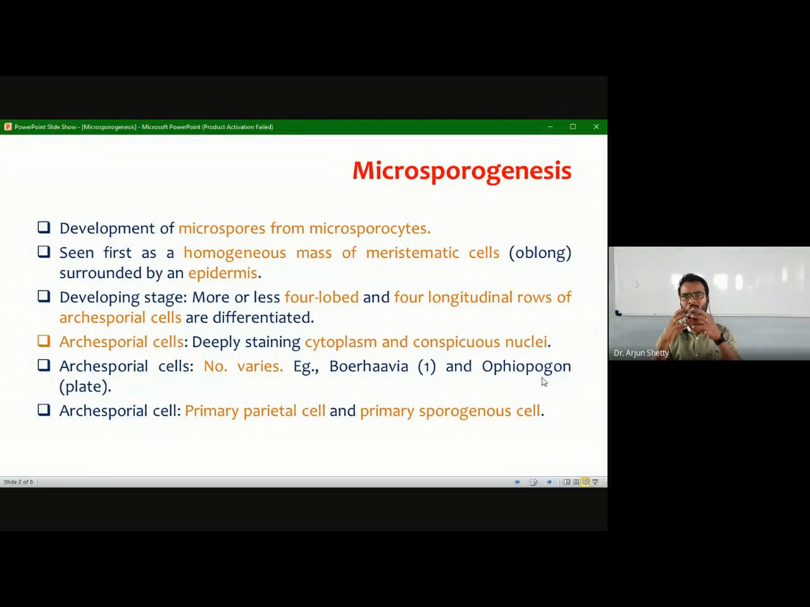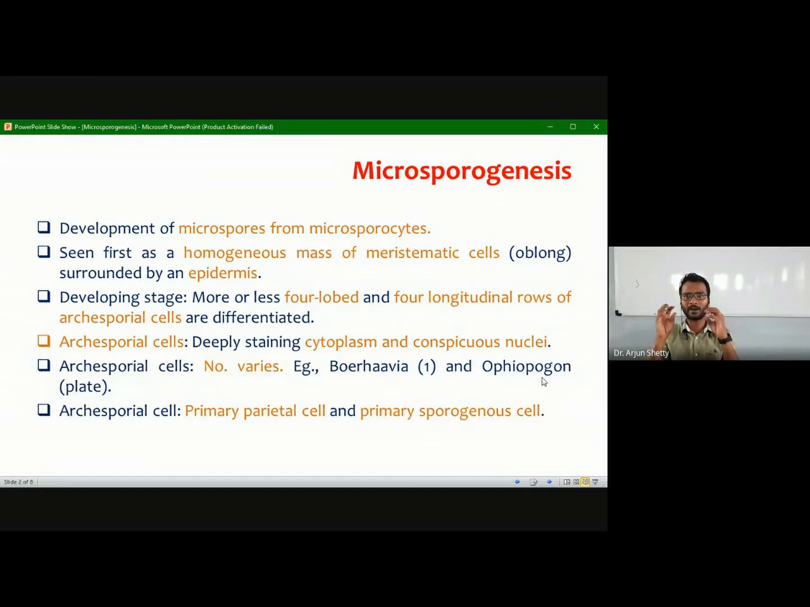That immature anther looks irregular quadrangular or oblong in shape, and is completely made up of meristematic cells, which are surrounded by the epidermis. These are the actual microspore-forming initial cells, compactly arranged meristematic cells surrounded by the epidermis. During the course of development, the meristematic cells initially divide to form enlarged cells. Let us take a clump of cells completely filled with meristematic cells.